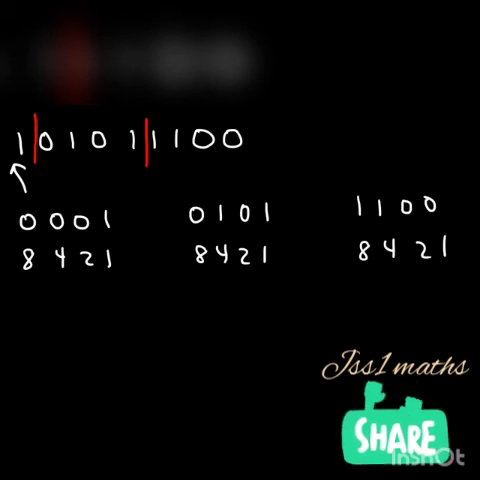Now for the left side, we have a 1 associated with the 1. So the binary number 0001 has a decimal value of 1. In the middle, we have a 1 next to the 4 and a 1. So 4 plus 1 will give us 5.